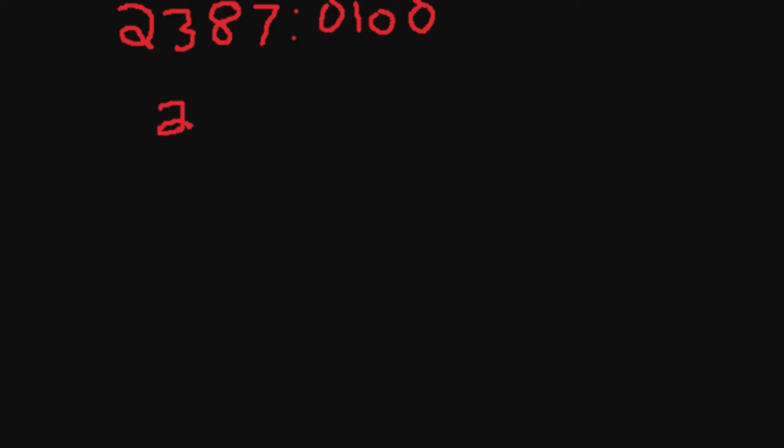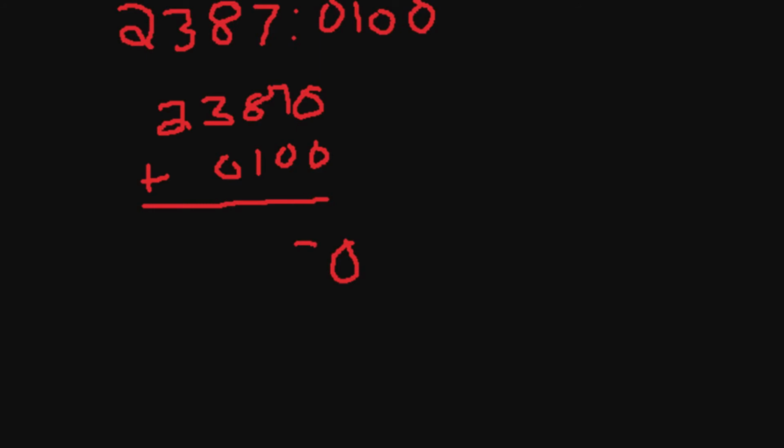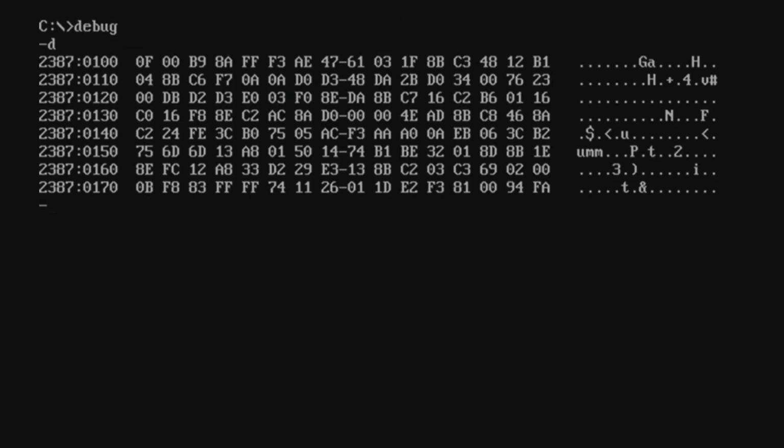So in this case, with this address, we have segment 2387 and offset 100. To convert it to its physical form, you would multiply this side by 10 hex and add 100 to it. So you would do 2387 times 10, so it's just adding a 0, and then adding 0100. If we add these together, we get 07932. So this is where our bytes are located in memory. This is where the bytes 0F00B9 are located in memory.